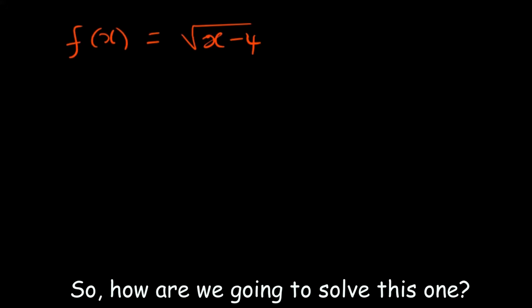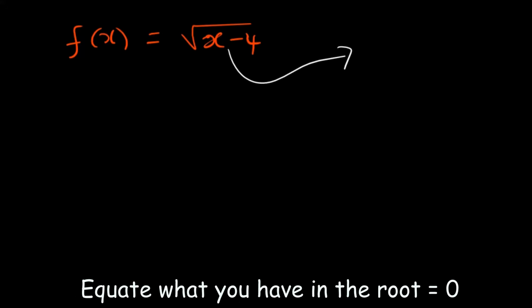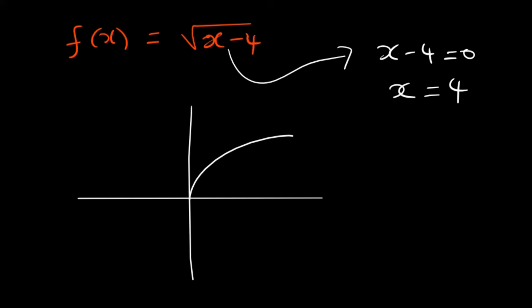Okay, so f of x is equal to, let's say, the square root of x minus 4. So how are we going to solve this one? So equate what you have in the root to be equal to 0. So x minus 4 is equal to 0. So x will be equal to 4. So the 4 in this case is the shift. So basically our graph is always starting at 0, 0. But now you've shifted the x 4 units. So 4, let's say 4 is this side.